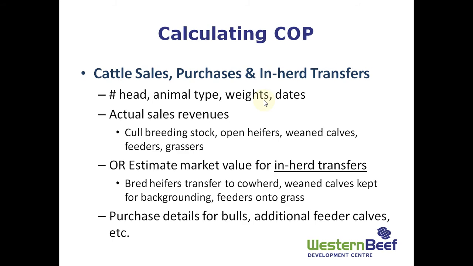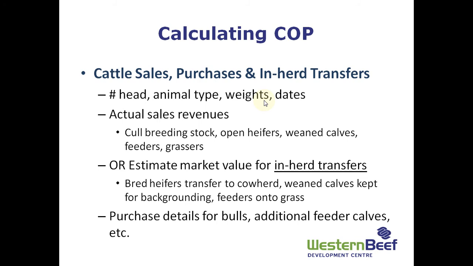Cattle sales, purchases, and in-herd transfers. I've touched on that a little bit through the last few slides, but it's always important to be able to reconcile the number of head, the animal type, the weight, and the date that you had sales for your cattle. You will use actual sales revenue when there is an animal being sold off the operation. So for cull breeding stock, open heifers, wean calves sold at weaning, feeders, grassers that are sold. But if it's just an in-herd transfer, you need to estimate a market value.